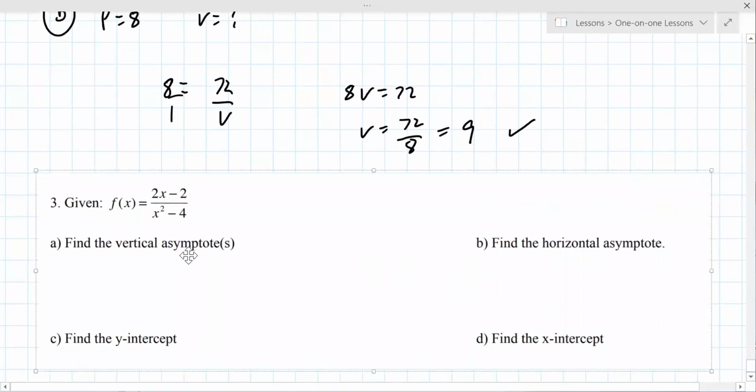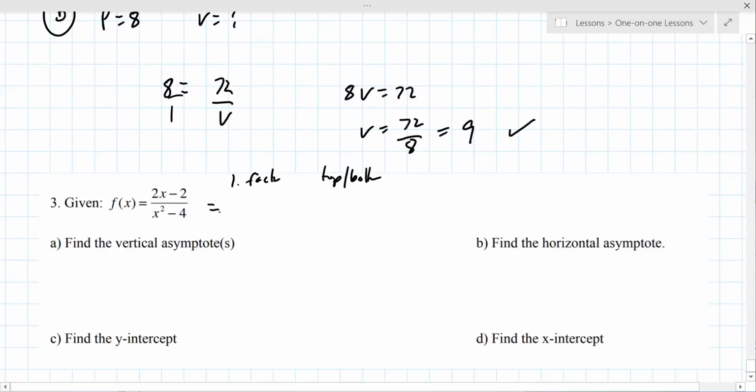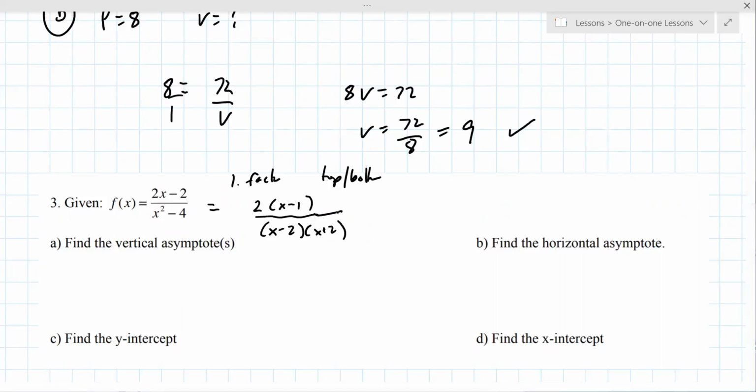All right, so the vertical asymptotes, great. You would think, oh, I can start right away, but the first thing you want to do is factor the top and the bottom and see if anything cancels. So the top becomes 2 times x minus 1. The bottom is x minus 2, x plus 2. There's nothing that cancels, but if it did cancel, there would be a hole there. But you factor it first. It also helps you answer some of the questions.